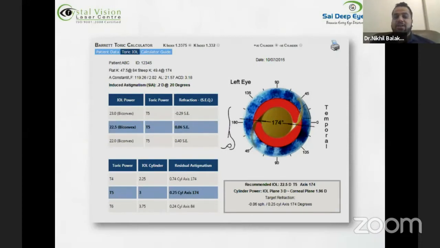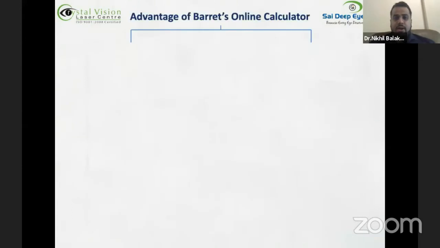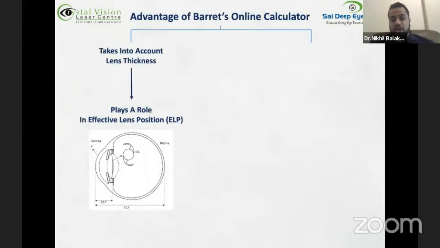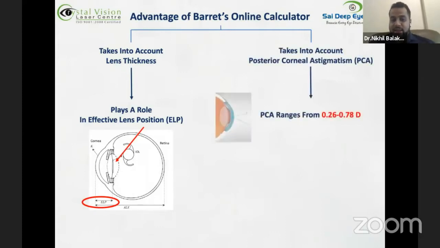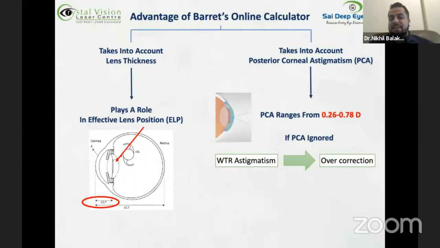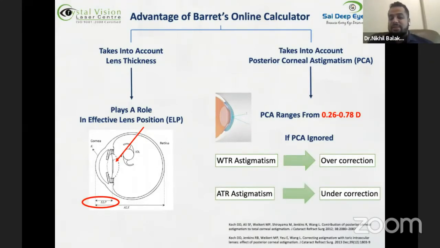The importance of the Barrett Toric calculator is that it also takes into consideration the posterior corneal astigmatism, which plays a role also. It also takes into consideration the effective lens position, like I said, and hence gives you more accurate values. Now, why is taking PCA into consideration important? Because if PCA is ignored, in a case of with-the-rule astigmatism, you usually have overcorrection, and against-the-rule astigmatism, you usually have undercorrection.